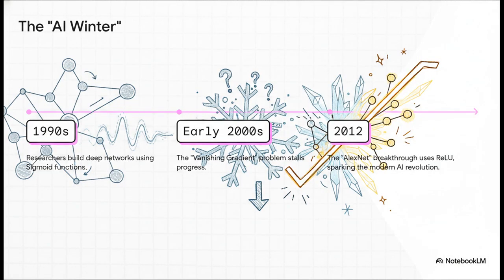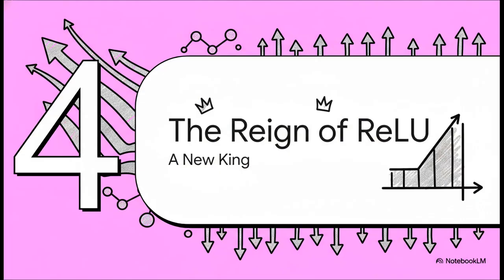And this one problem was so bad, it actually contributed to a period in AI history we call the AI winter. For more than a decade, progress just stalled. A lot of people thought truly deep networks were simply impossible. That is, until 2012. That's when a network called AlexNet had a massive breakthrough, all powered by our new hero, ReLU. ReLU's simple design was the key.